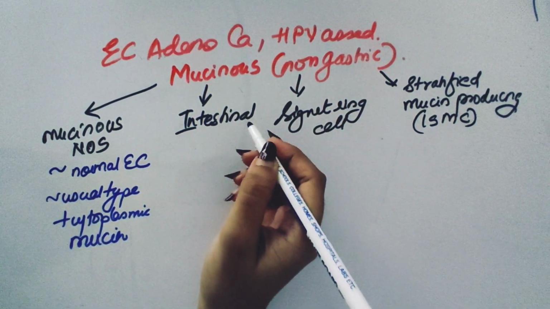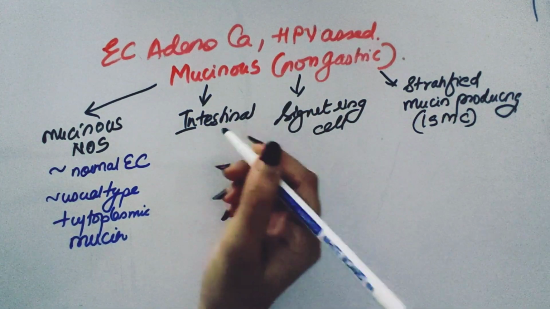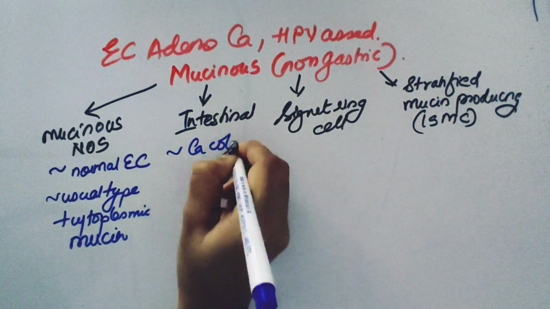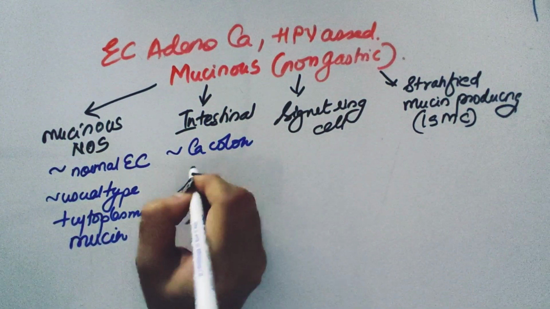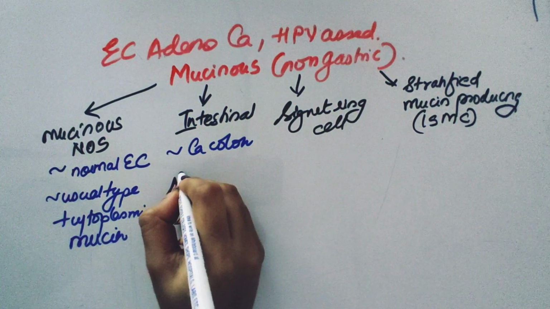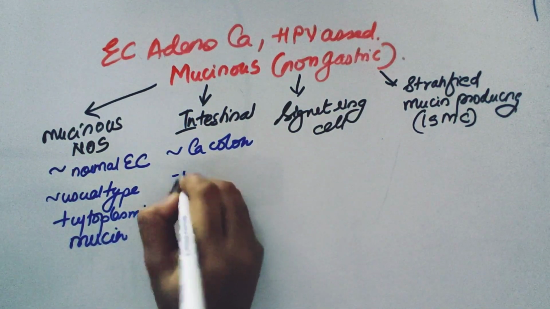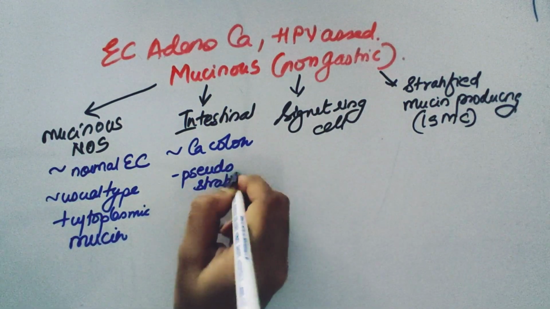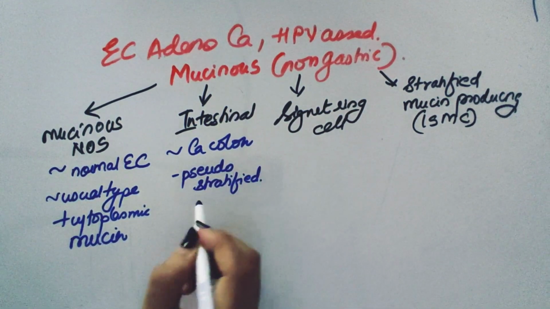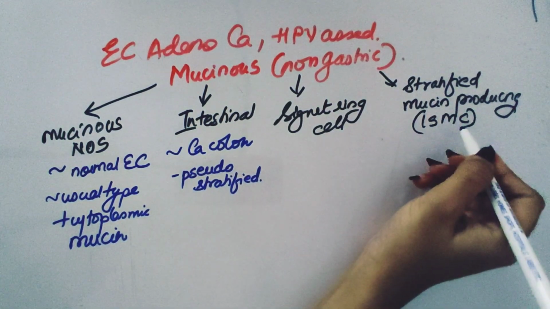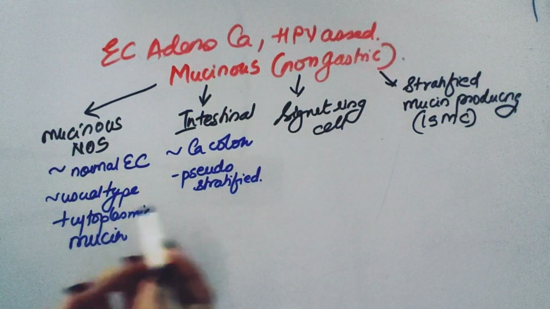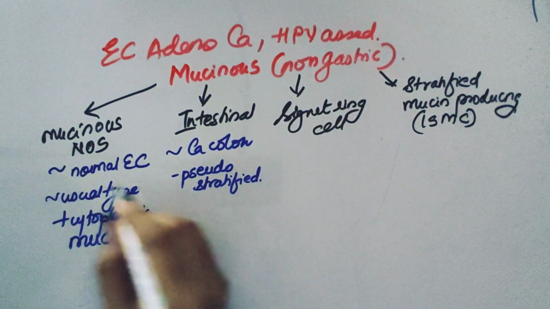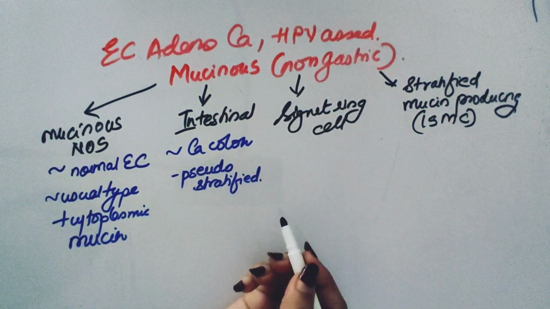And intestinal mucinous adenocarcinoma, obviously it is similar to CA colon, that is adenocarcinoma colon. And then the thing is that it is pseudostratified. Now why am I stressing this point? Because here there is stratified mucin producing, so the rest should be single layer or pseudostratified. So here it is single cells and here it is pseudostratified.